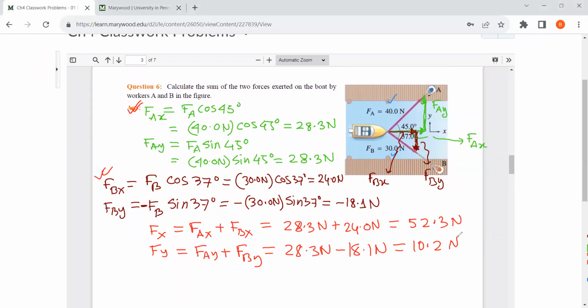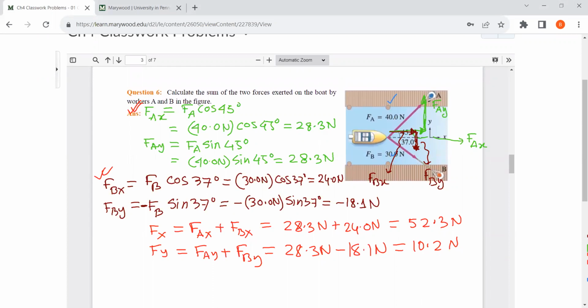So the next is F. What is F? The magnitude of F is the square root of Fx square plus Fy square. So 52.3 square plus 10.2 square and then square root. That gives me the force equal to 53.3 Newton. So the net force is equal to this.